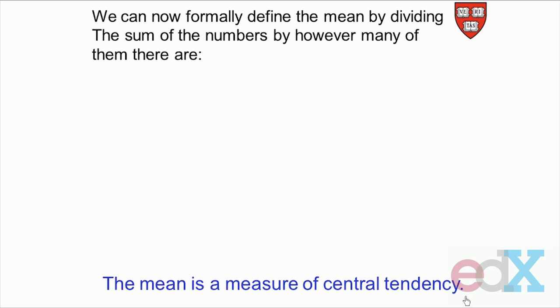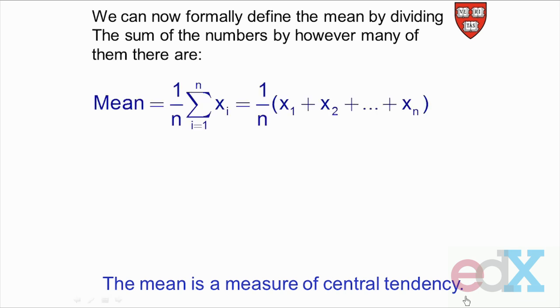Now, once we've got this notation, we can now formally define the mean by dividing the sum of the numbers by however many of them there are. So, for example, if there's n in general, we'll take their sum. So there's their sum. And then we'll divide by n, because there's n of them. And this is the mean. And the mean is a measure of central tendency. It sort of tells us where the center of these numbers is.